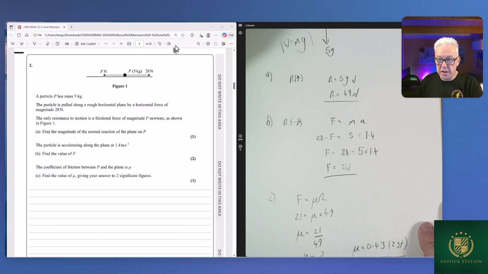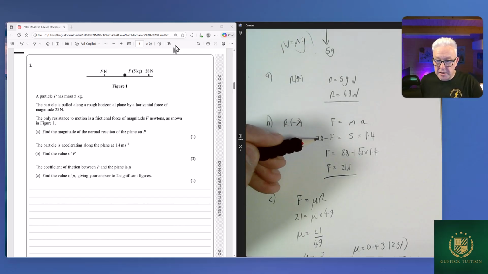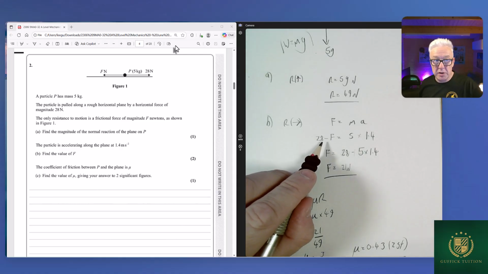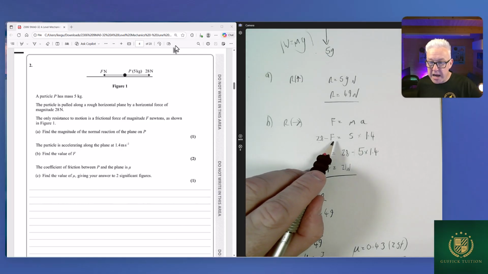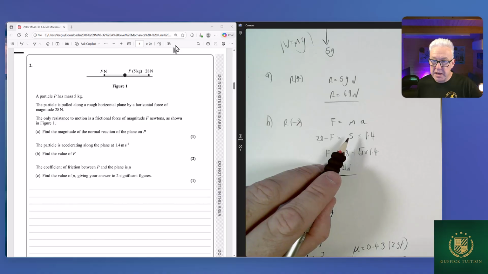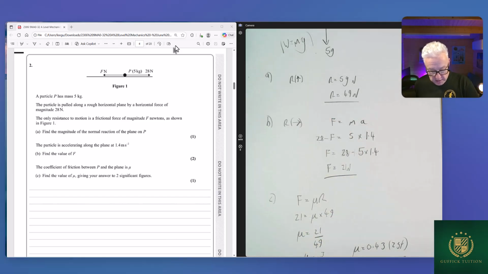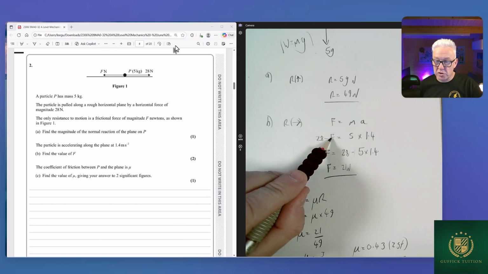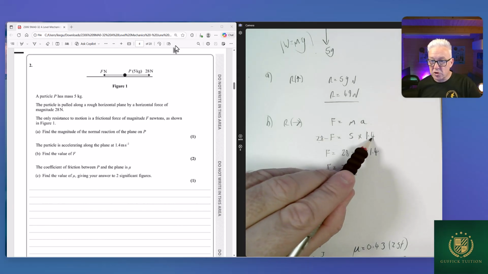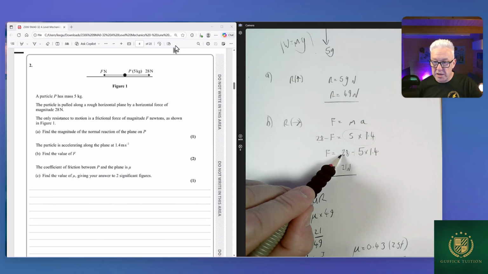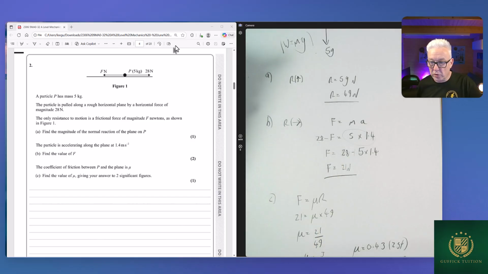So resolving to the right, it's moving to the right, so therefore that's the bigger force. So we write that one down first. So 28 take away the frictional force is equal to the mass, which is 5, times the acceleration. Okay, so from there we just add the frictional force over to one side and subtract the 5 times 1.4 off the other side. Gives us F equals 28 minus 5 times 1.4, which is 21 newtons.